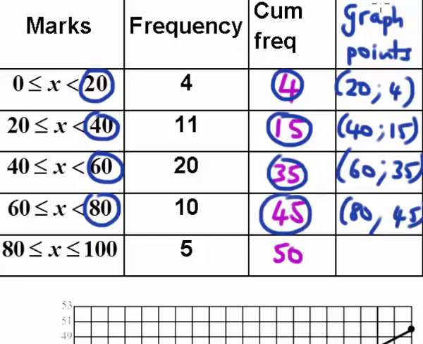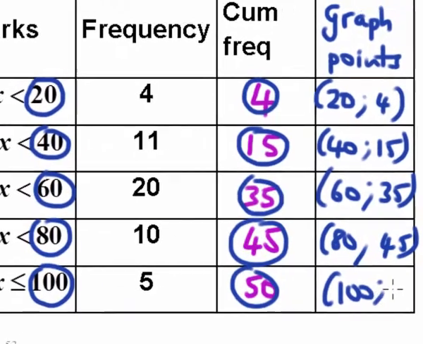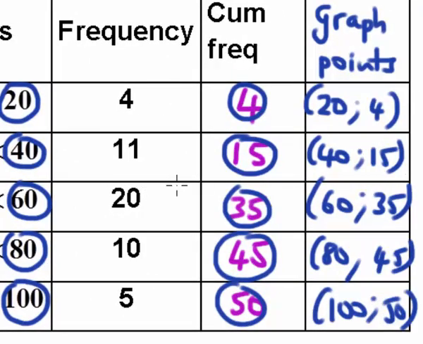Your cumulative frequency is always represented on the y-axis, and the class intervals on the x-axis, specifically looking at the end point there. And then it goes 100 and 50, so it's 100, 50. Very important to write those graph points down.